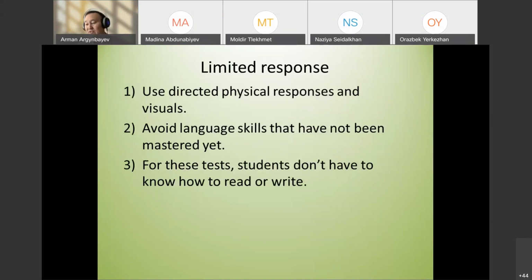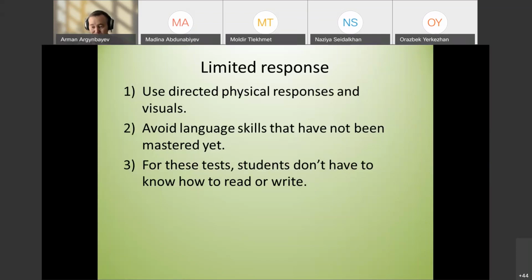So, techniques, let's go to techniques. One of the techniques is limited response. We use it with beginner level students because it doesn't require them to speak. You only have to act. So we avoid the language skills that they haven't mastered yet.